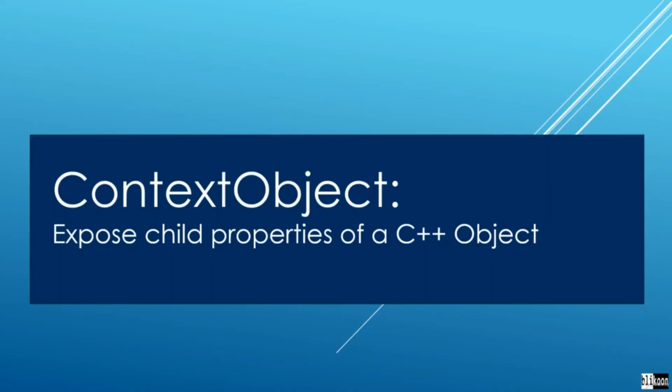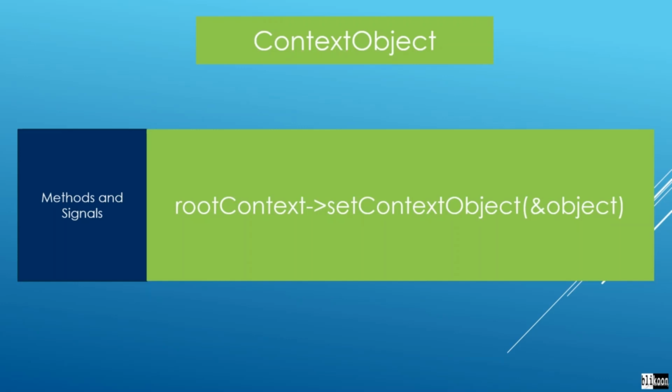In this lecture, we're going to see how you can use the context object API to expose the properties of your C++ object to QML. The context object API is pretty similar to what we've been doing with context properties. The only difference is that it allows you to expose a bunch of properties together in one go. We're going to go to Qt Creator and play with this.